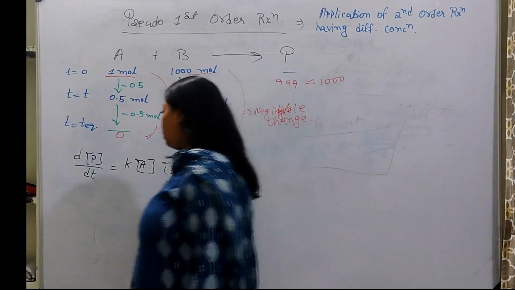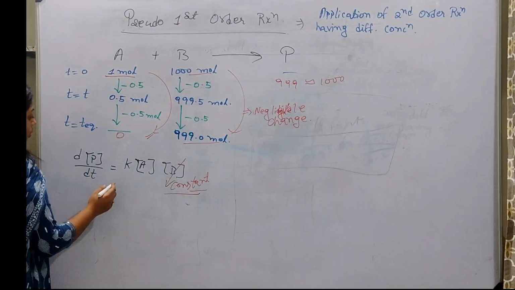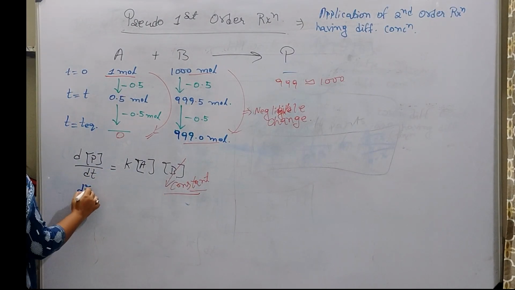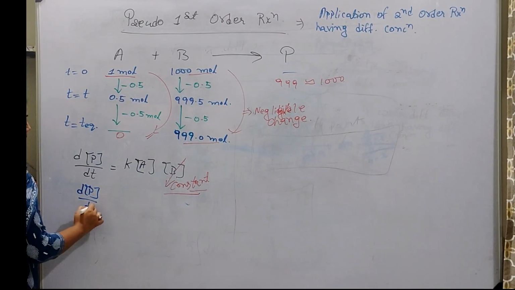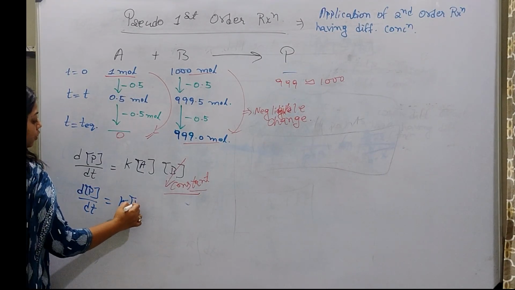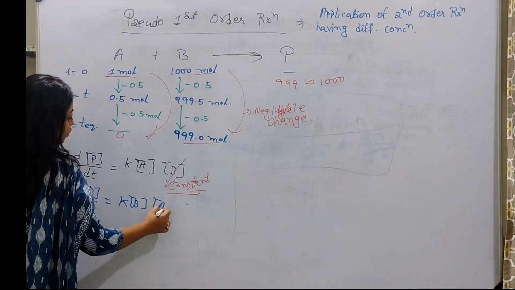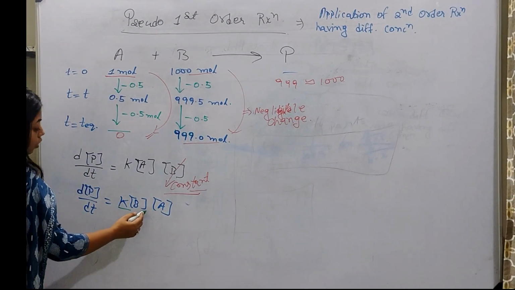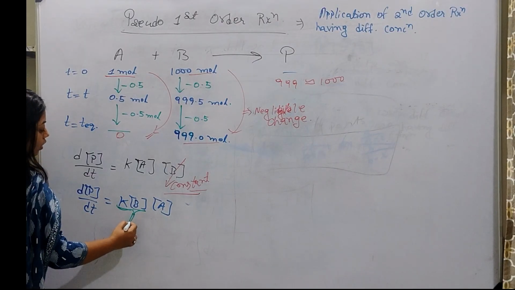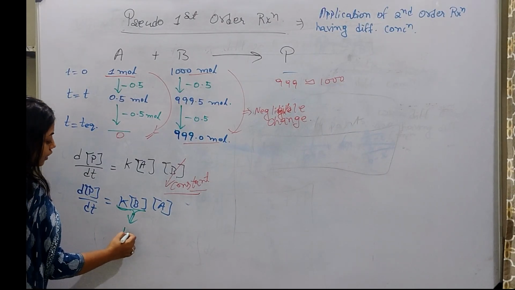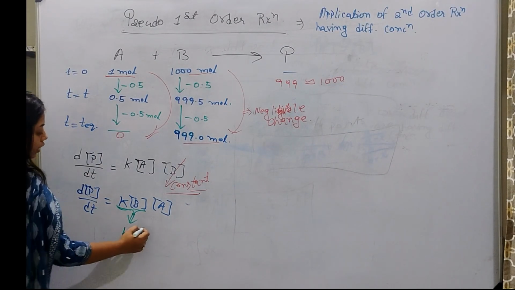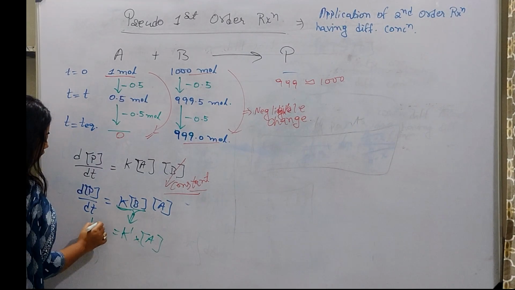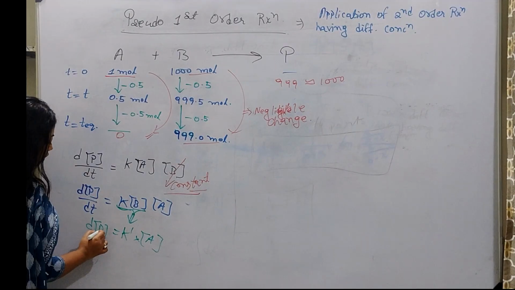Okay, so since it is constant, we can modify this rate equation as dP by dt equals K into concentration of B into concentration of A. Now since K is also constant and B is also constant, we can consider it as a new rate constant K dash multiplied by concentration A equals dP by dt.